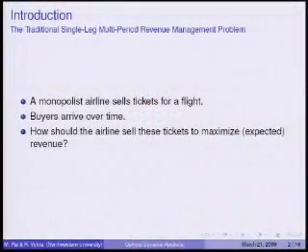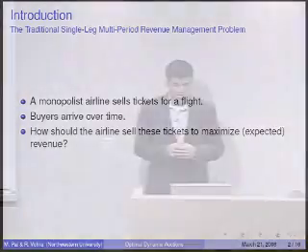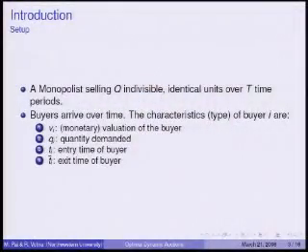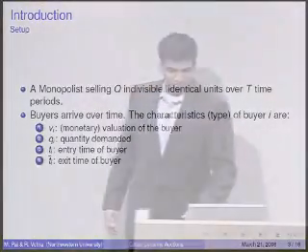Starting up, just think of the following problem. A monopolist airline has to sell tickets for a flight. Buyers are arriving over time, so they don't all arrive at the same time. You can't conduct a classical auction. The question is what is referred to in the operations literature as the single-leg multi-period revenue management problem, which is how should the airline sell these tickets to maximize expected revenue?